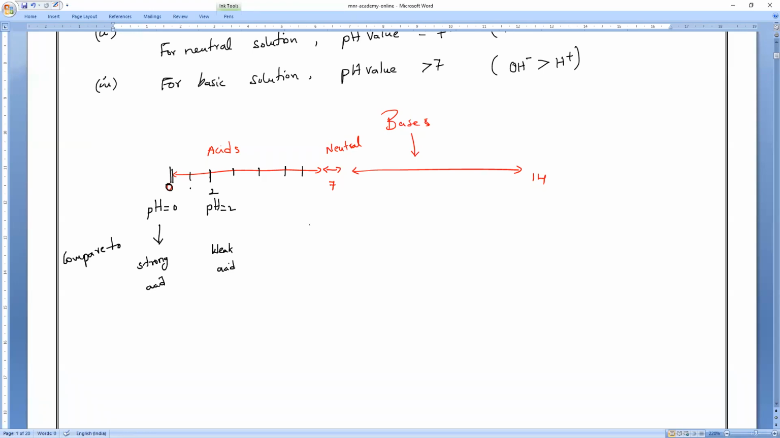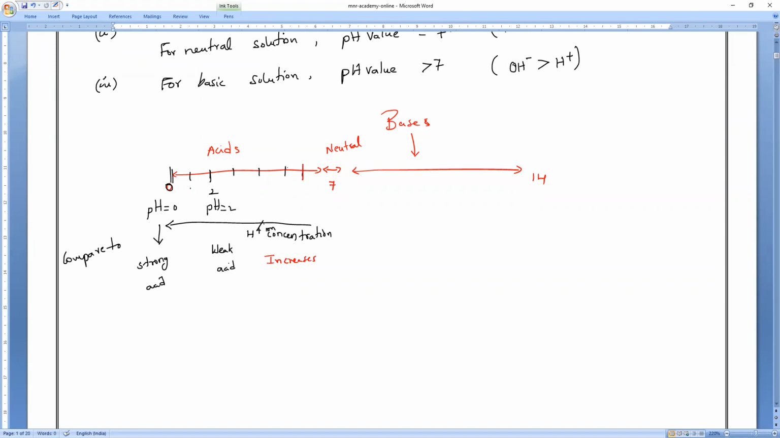So from 7, if I am moving to the left side, tell me, does the H plus ion concentration decrease or increase? Increases. Very good, correct. The H plus ion concentration increases. That is why it will become a stronger acid.